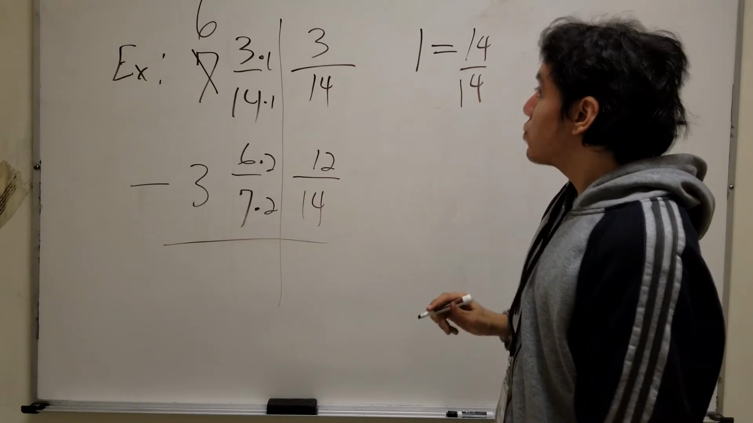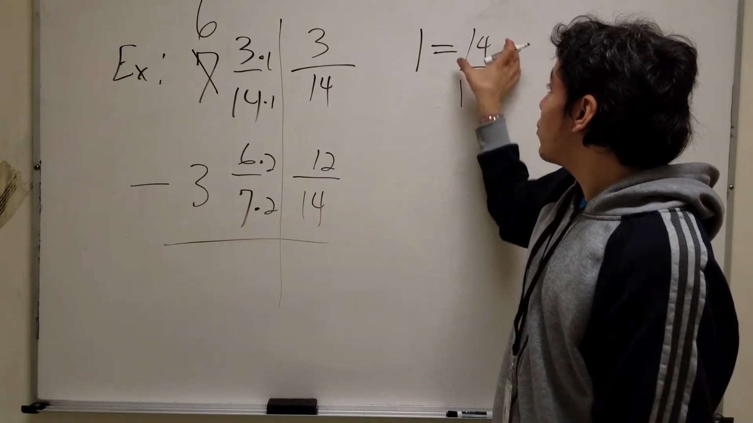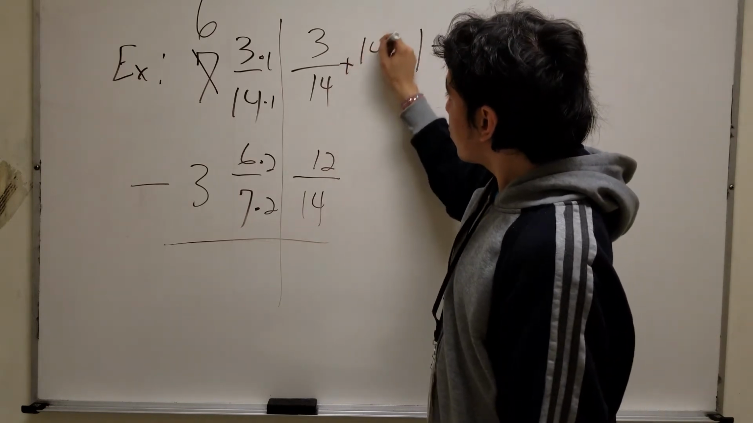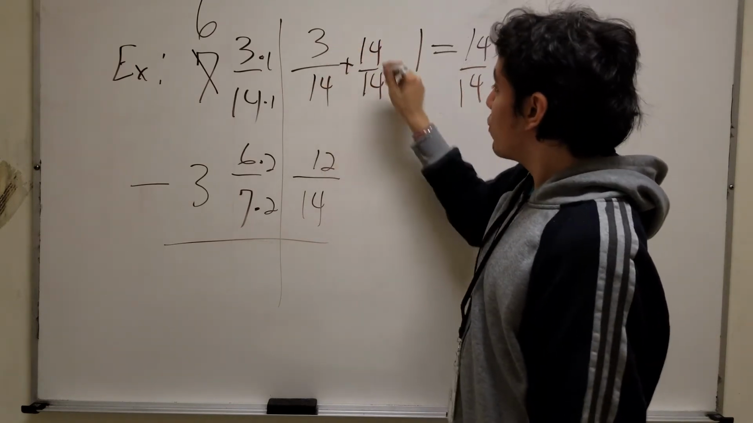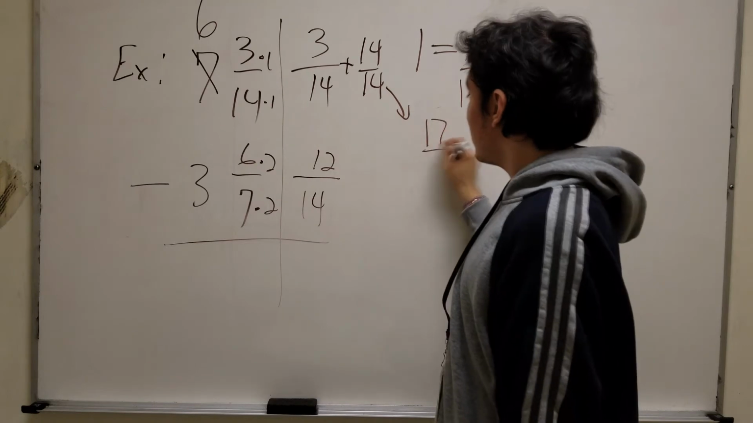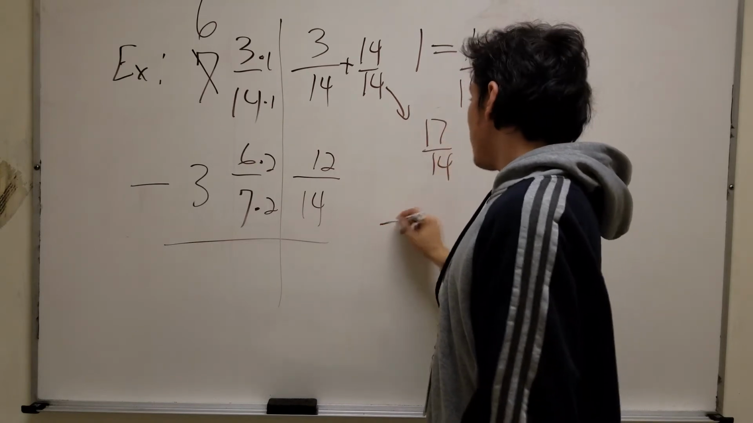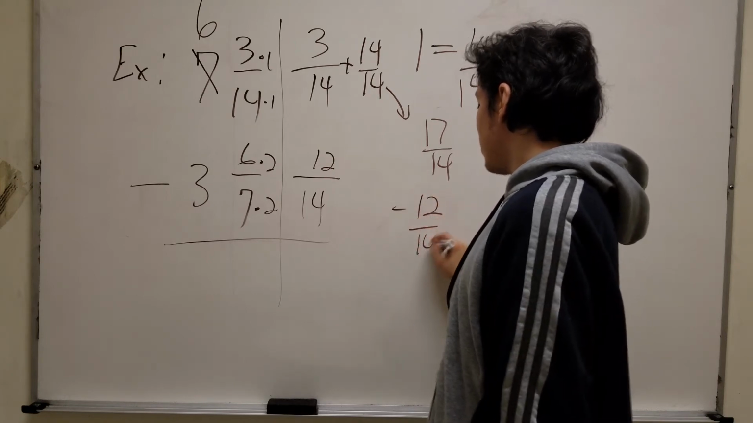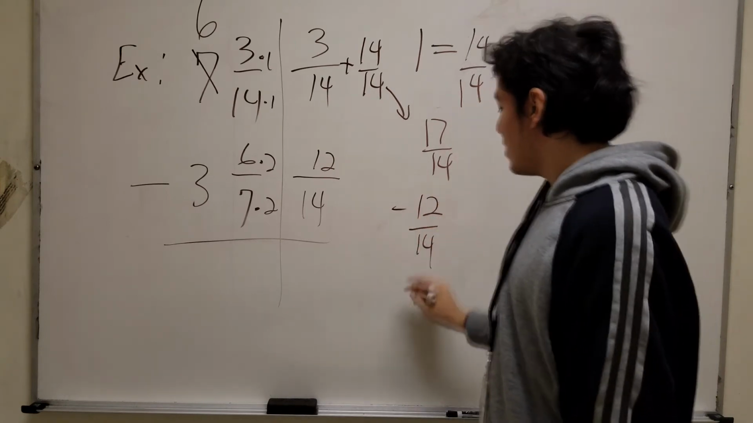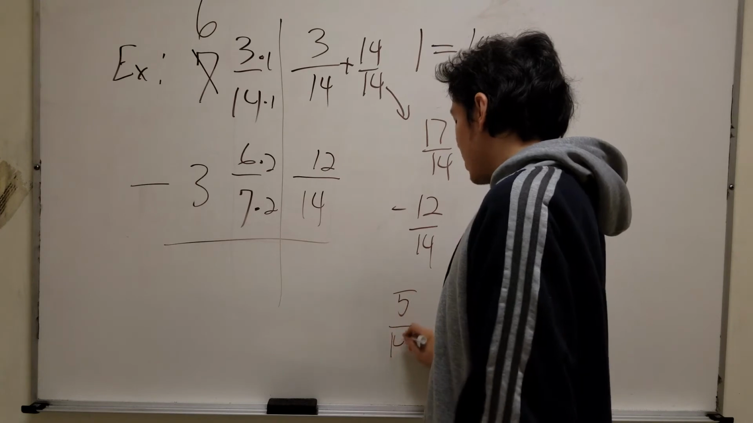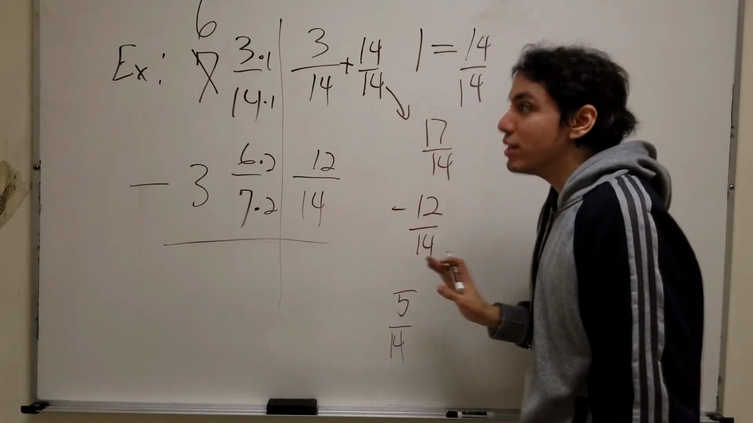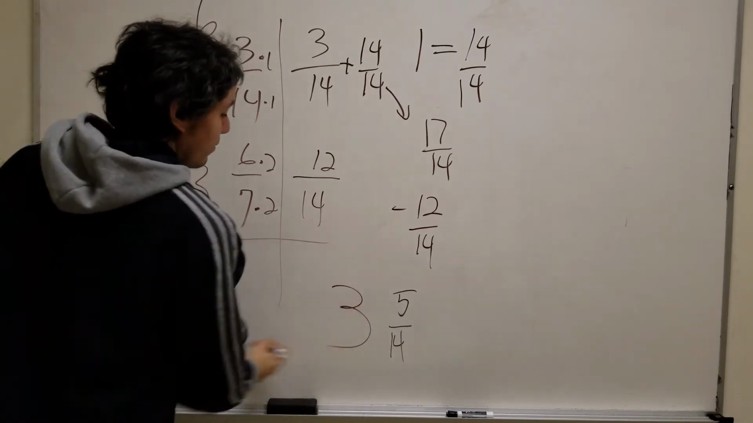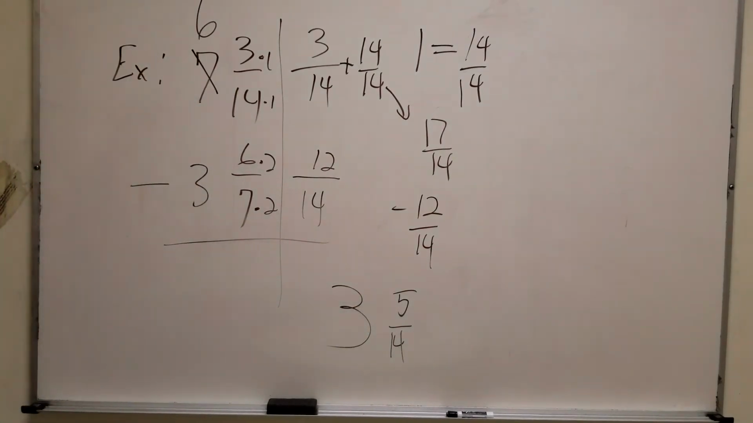So I'm going to add this 14 over 14 to this 3 over 14, and I get 17 over 14, minus the 12 over 14. I subtract this, I get 5 over 14, and that's just the fraction part. Now we're going to do the whole numbers, so 6 minus 3 is just going to be 3. We'll do another one.